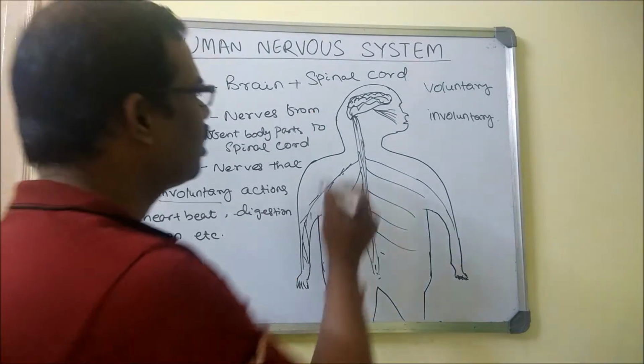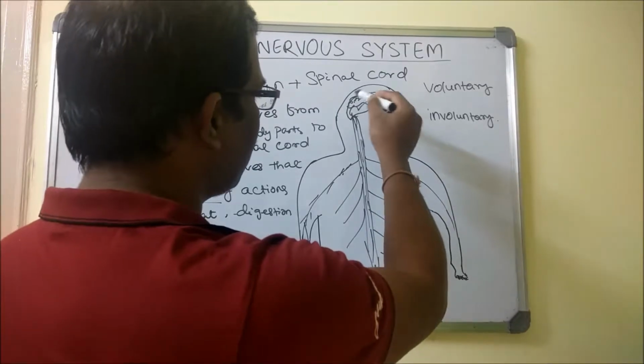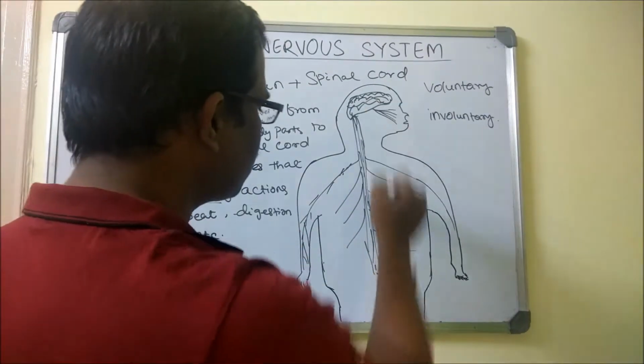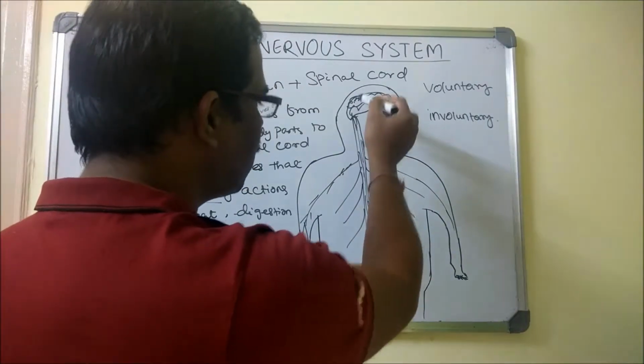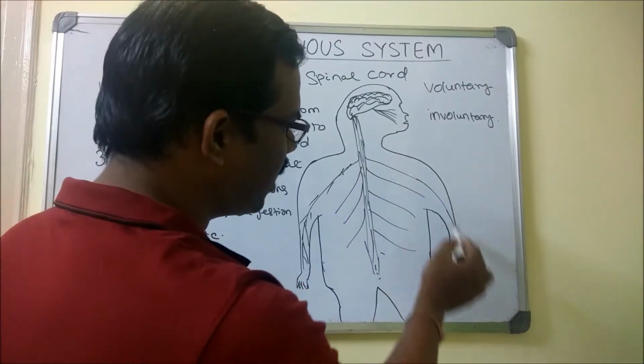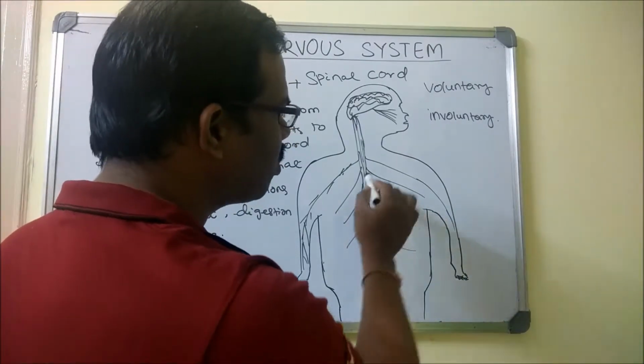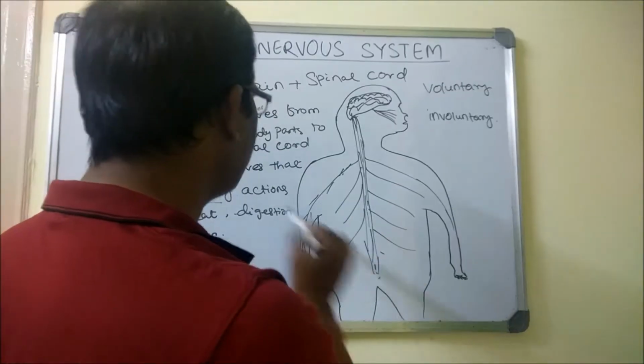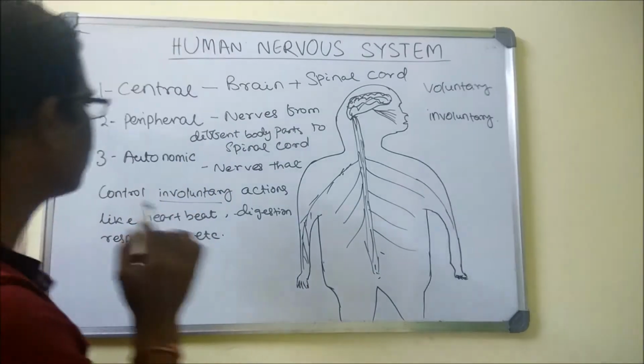You can see here that the brain and the spinal cord constitute the central nervous system. They are central to everything, and then the peripheral nervous system, which elongates to different parts of the body, and then you have the autonomic nervous system.